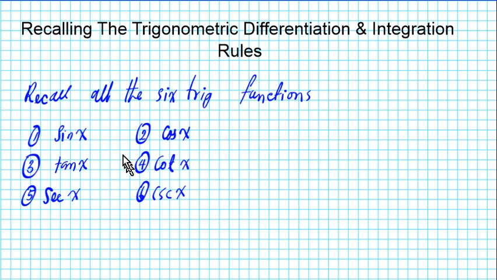Okay, so these are the 6 trig functions that we need to know the derivatives of. And from the derivatives of these 6 trig functions, you can find the integral of those derivatives by simply reversing the differentiation process. Alright, we're going to start out with the derivatives, the differentiation rules for the 6 trig functions that we just mentioned. So we're going to start with sine x. What's the derivative of sine x? You want to start with this one, okay? The derivative of sine x is cosine x.